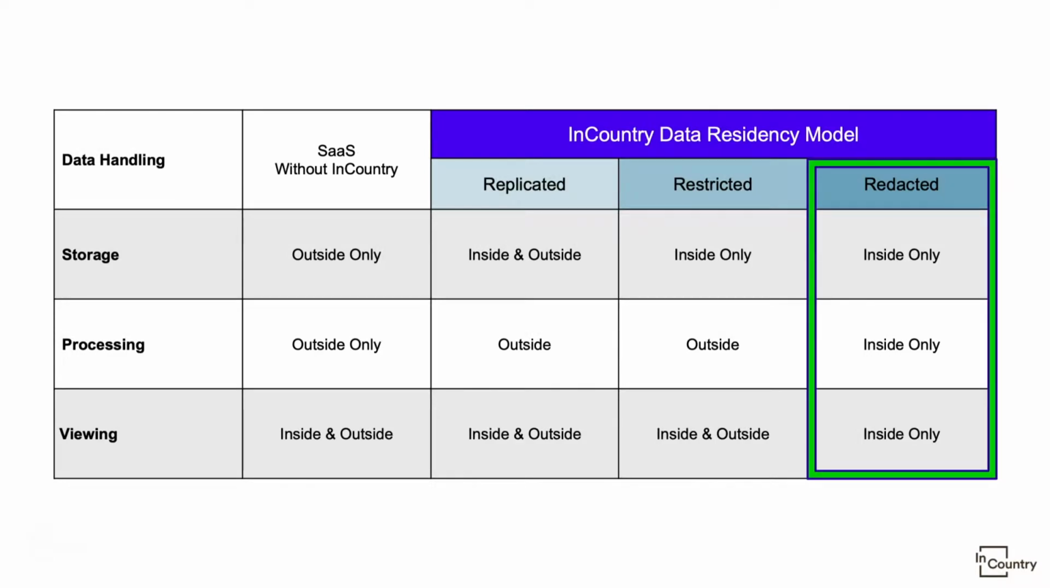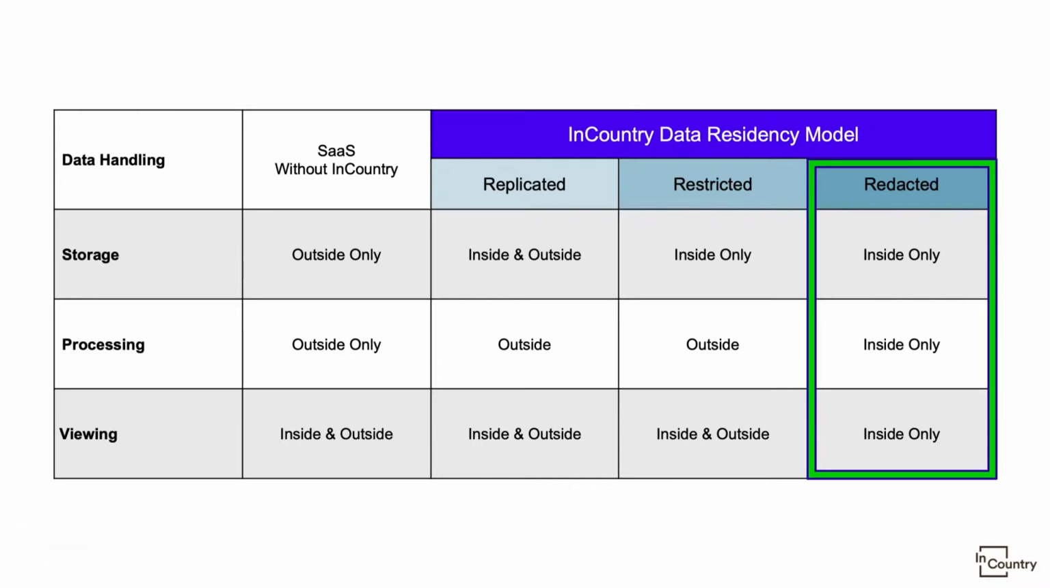When a company decides to integrate a cloud-hosted application with the InCountry platform, one of the most important decisions to make is which integration model is required by the legislation or company policy that governs the data residency requirement. These requirements typically contain mandates on where the regulated data can be stored, where it can be processed, and whether or not it is viewable from outside the country of origin. Based on these three parameters, InCountry has defined three data residency models: replicated, restricted, and redacted. In today's video, we will focus on the redacted model.